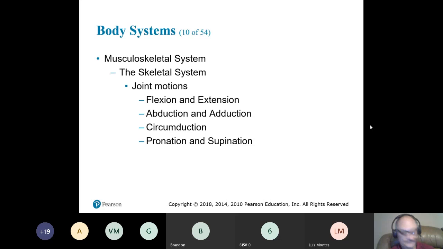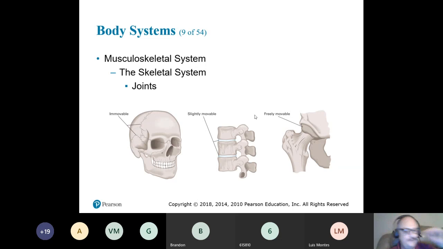So moving on. As far as the joints go, we have different types of joints. We have immovable joints, and in this picture here, you see in the skull, those are immovable. We actually call those sutures. And so when we're born, they're in such a way that it creates a soft spot. And that soft spot, we call it a fontanelle, allows the head to go through the pelvic girdle.